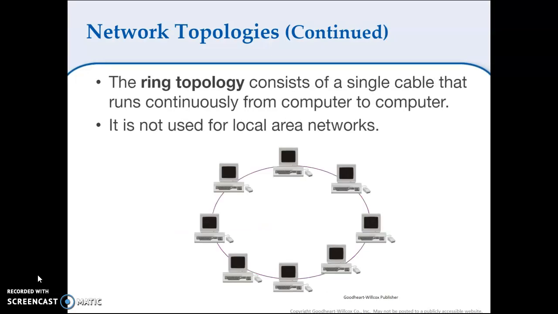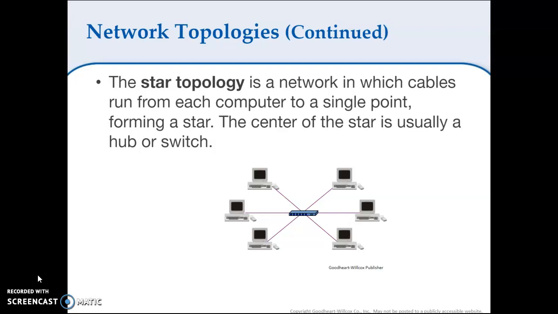Now, a ring topology obviously gets its name because it looks like a ring. This consists of a single cable that runs continuously from computer to computer. It is not used for local area networks. So certain types of networks, whether it's a LAN, a WAN, a PAN, or a MAN, could also be determined by the topology that's used to create the network. A star topology is a network in which cables run from each computer to a single point, forming a star. Could be a hub, could be a switch. The center of the star is usually a hub or a switch.